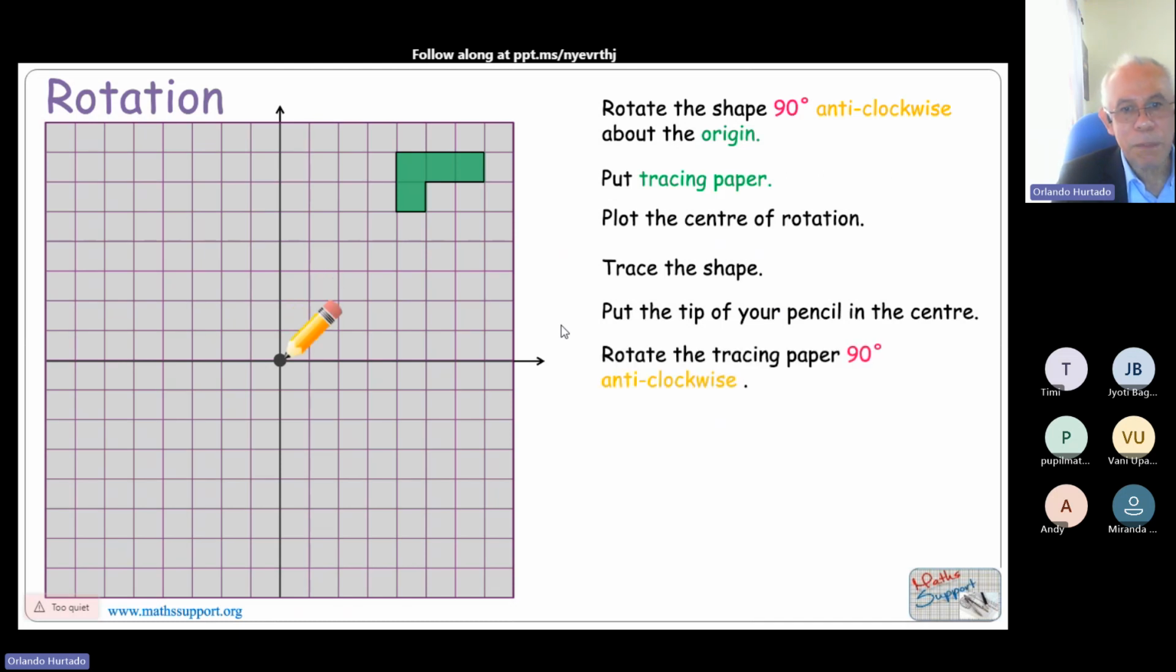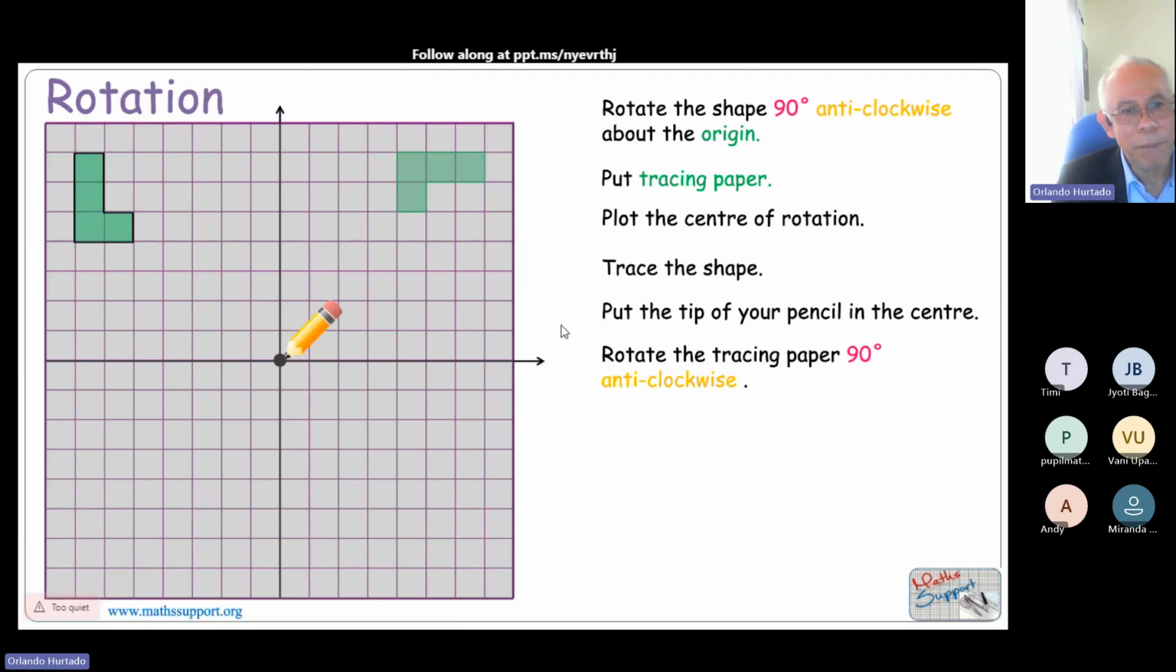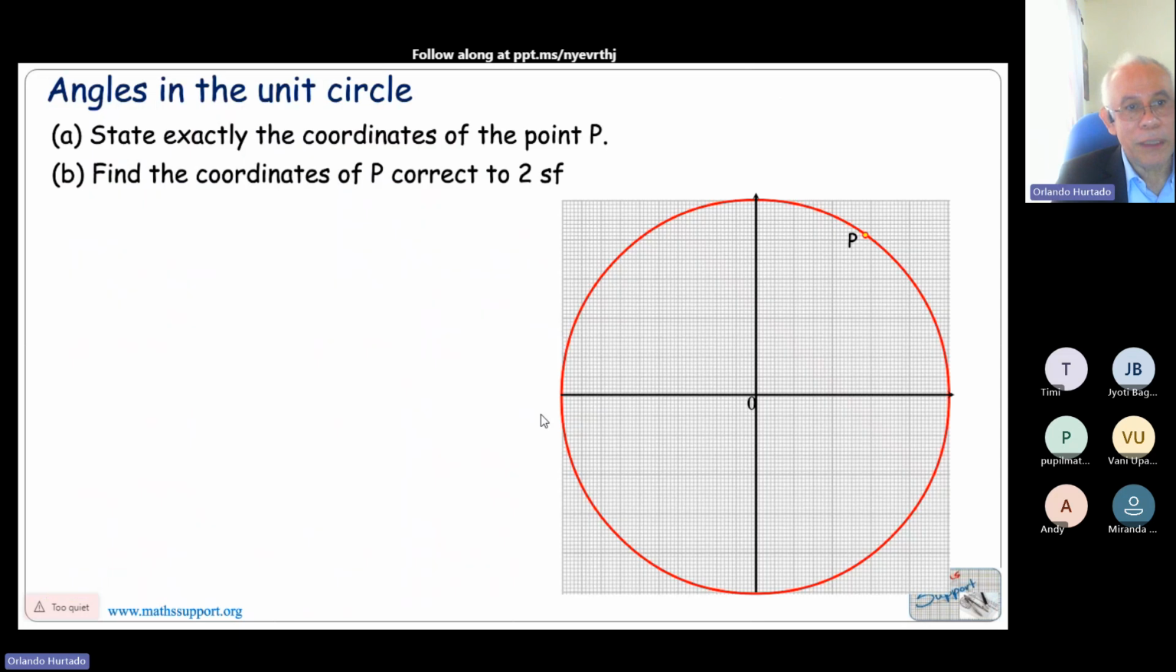So then we explain how to make the rotation, right, using a tracing paper, and then, well, that will be easy for them to follow along with your explanation. And at the same time, they can be doing what you are doing on the screen in their own workbooks. So then that will be a visual engagement for the students.